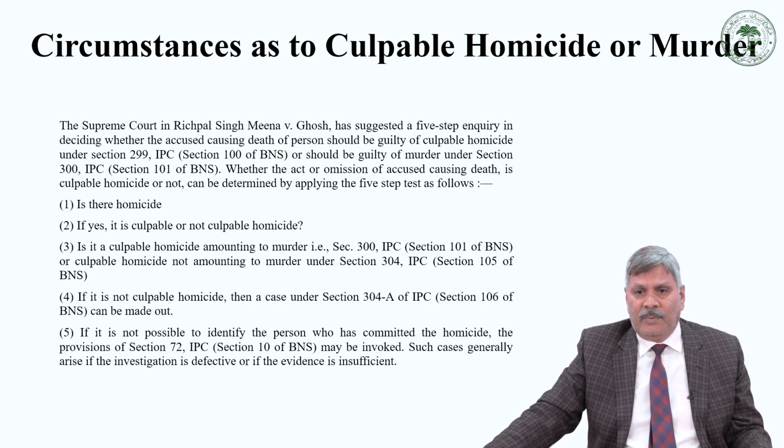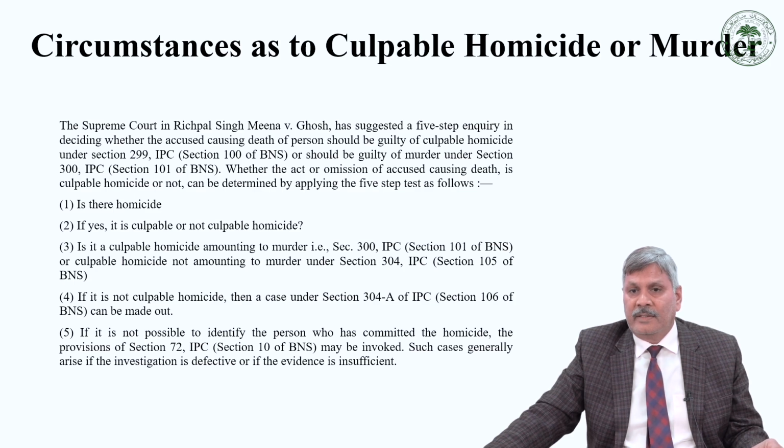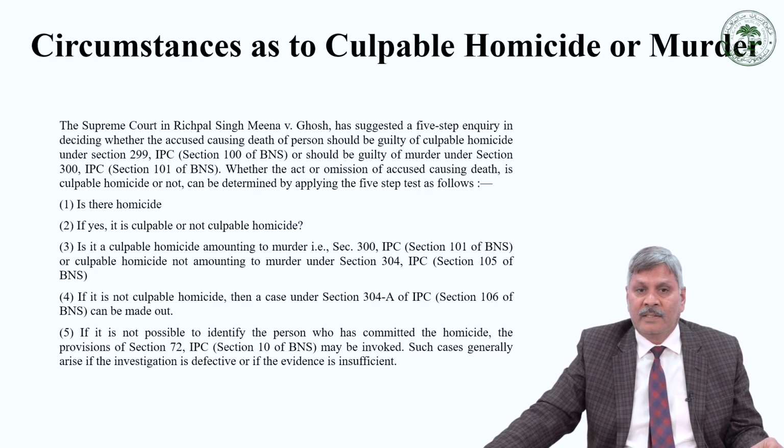If it is not culpable homicide, then a case under Section 304A of IPC, that is causing death by rash and negligent act, Section 106 of the Bharatiya Nyaya Sanhita, can be made out. Fifth, if it is not possible to identify the person who has committed the homicide, the provision of Section 72 of the Indian Penal Code, that is Section 10 of the Bharatiya Nyaya Sanhita, may be invoked. Such cases generally arise if the investigation is defective or if the evidence is insufficient.